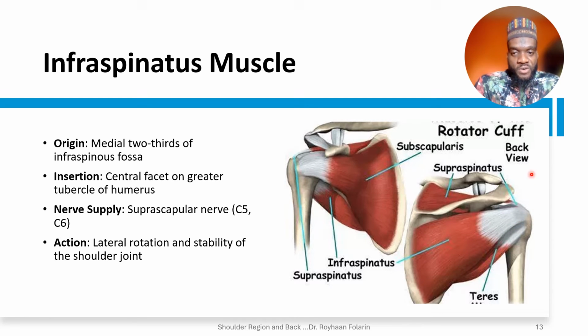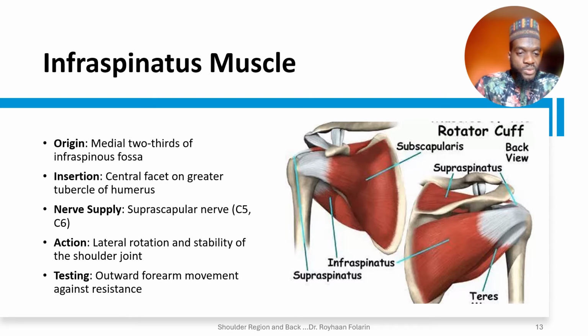So now this is the posterior view of this entire complex, and here is the anterior view of the same complex. So this is the right shoulder, and this is still the right shoulder looking at it from the back. So the infraspinatus will confer a lateral rotation movement on the humerus at the shoulder joint. And a way to test that is to produce an outward forearm movement against resistance. You can also keep the muscle in shape by giving it a resistance or a weight to counter in that regard.